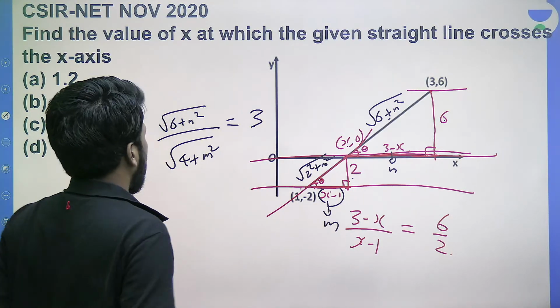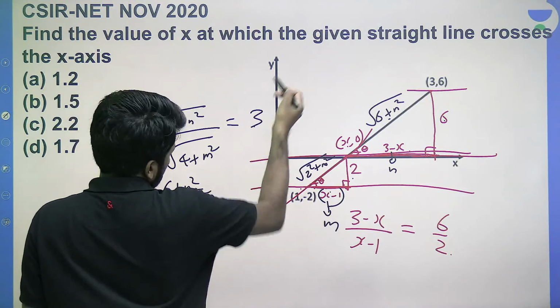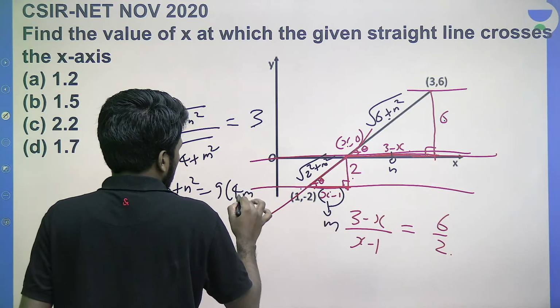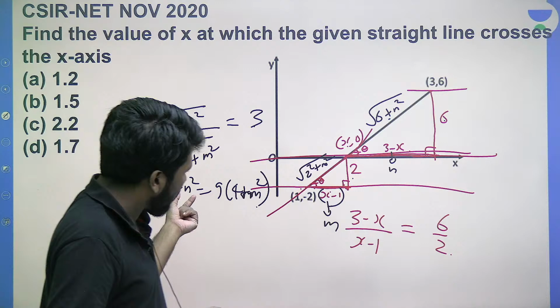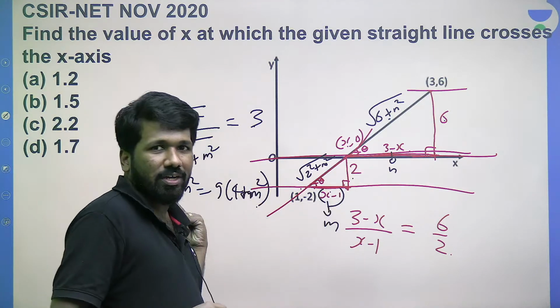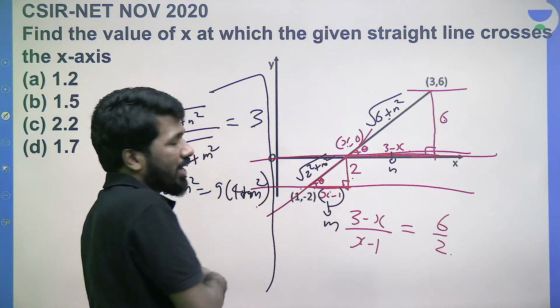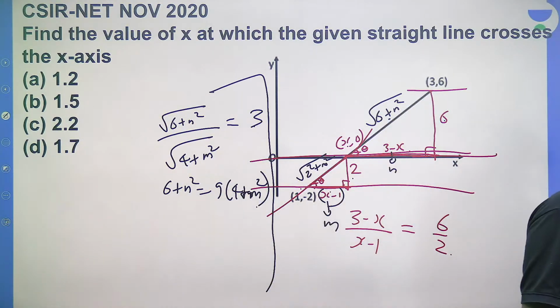अभी दोनों साइड स्क्वायर करो. 6 plus n square equal to 3 square किया 9 और this 4 into m square right side में लिया. 4 plus m square. After simplifying finally ये m and n substitute करना है. That is why I told you distance formula use किया तो टाइम ज्यादा लगेगा, but distance formula use करके भी कर सकता है. Can you all respond?